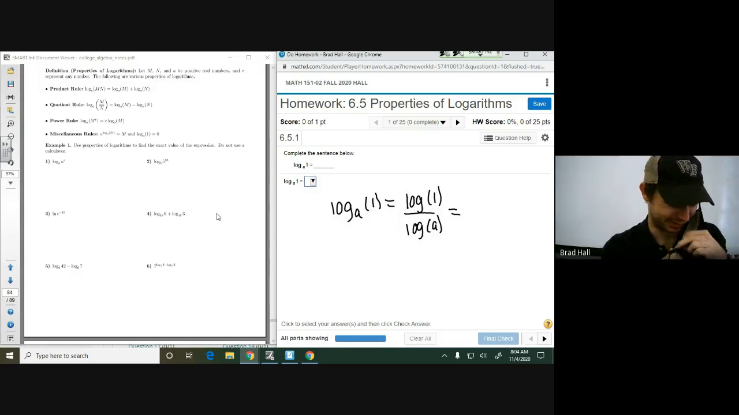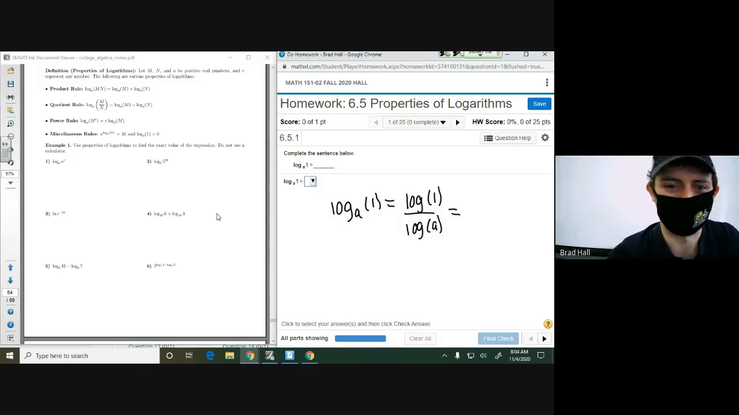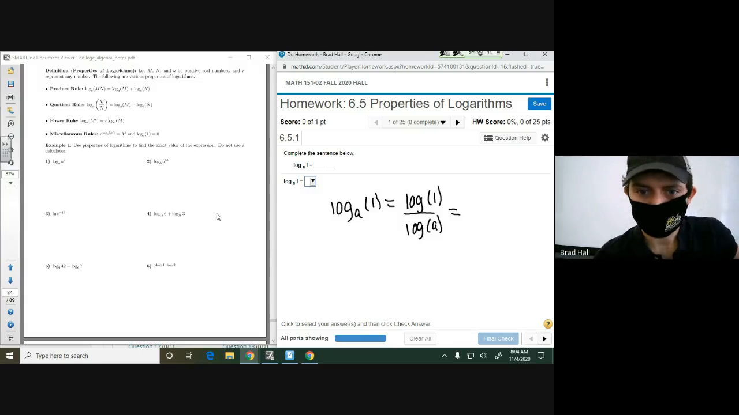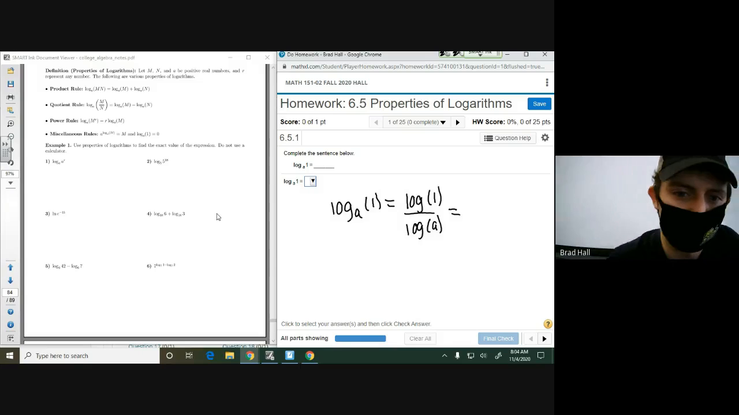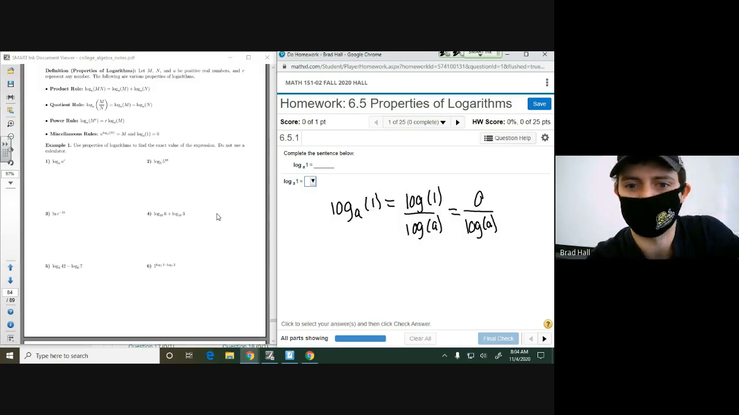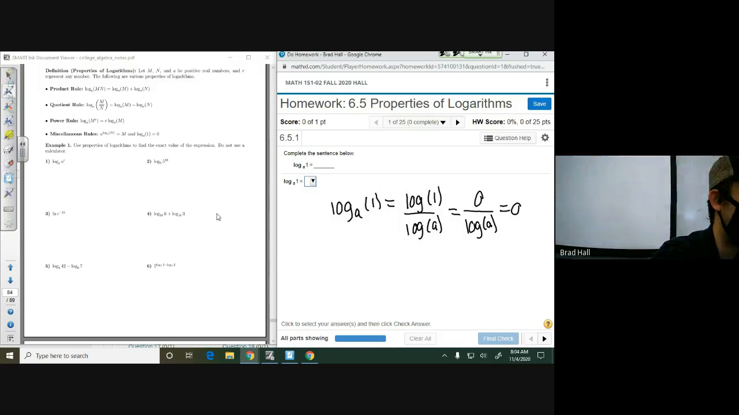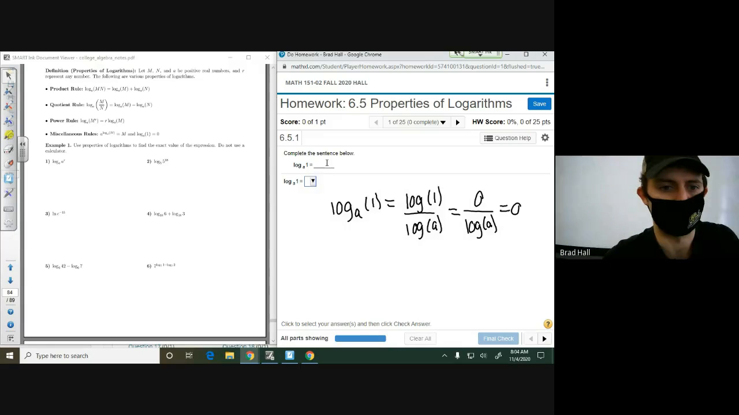Sorry about the sneeze. Okay, it went away. Sorry about that. Okay, so log of 1, you could put log of 1 in the calculator and you would get 0 over log of A. But it doesn't even matter what log of A is because 0 divided by anything is just 0. So that's kind of the motivation behind some of these first few.